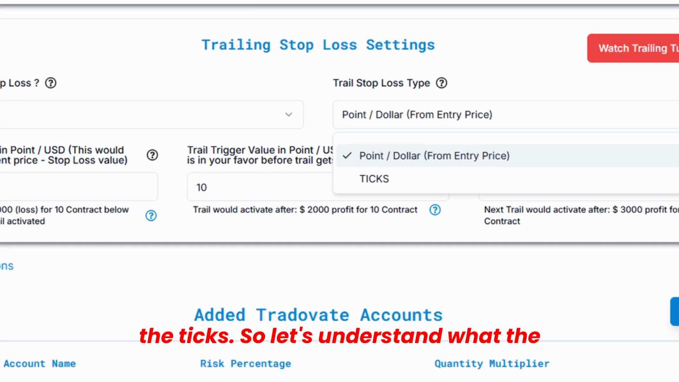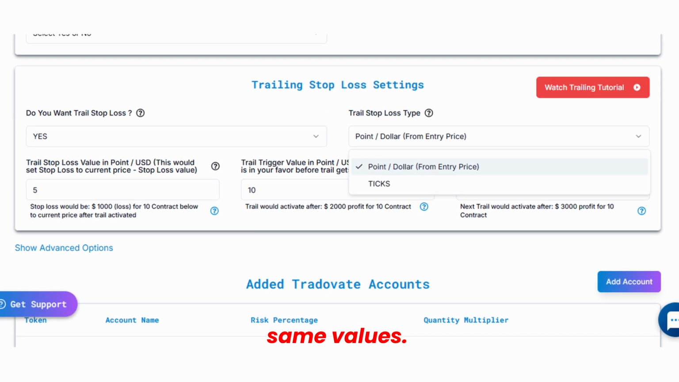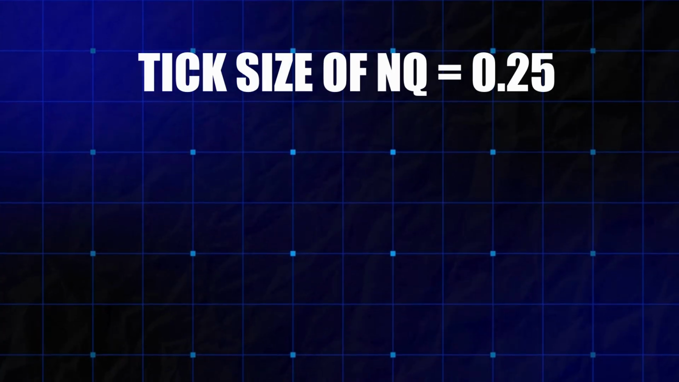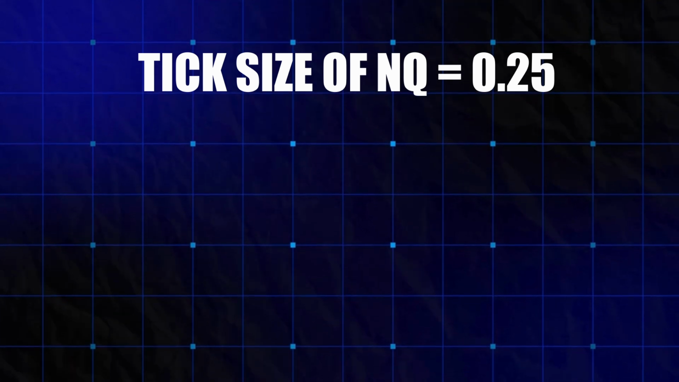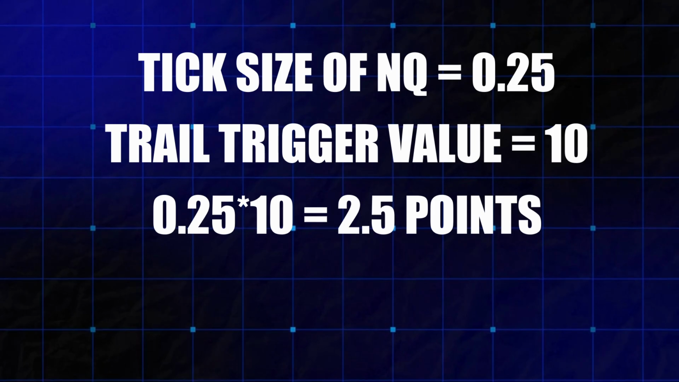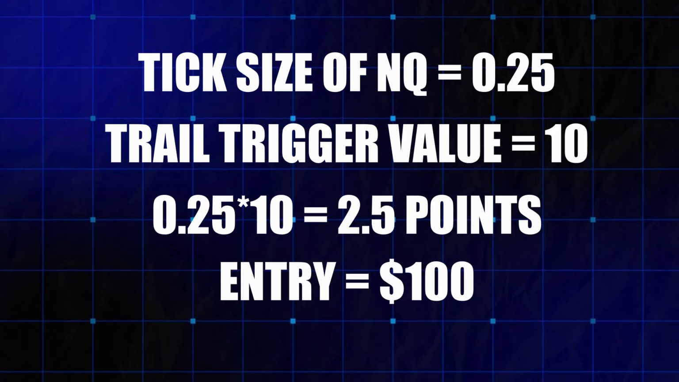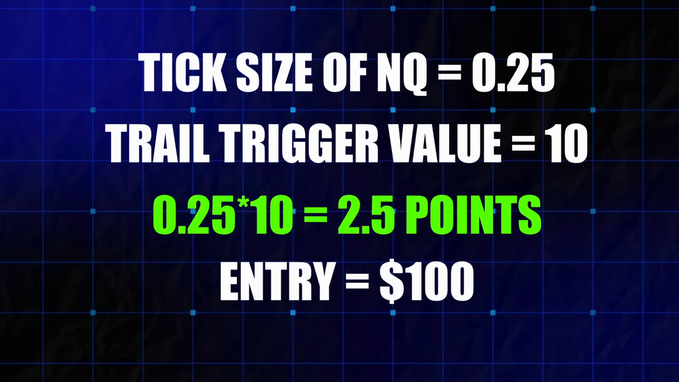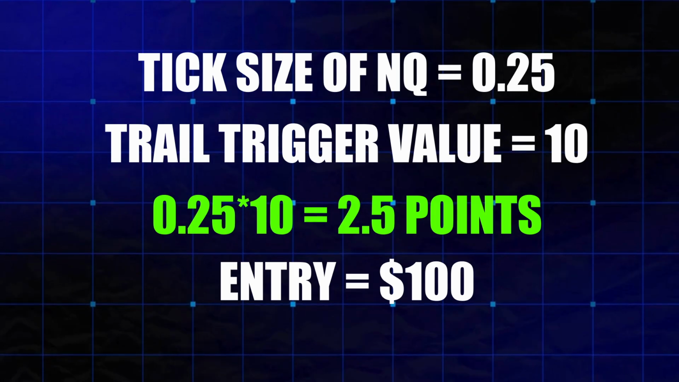Now let's see for the ticks. So let's understand with the same values. If we talk about the NQ, the tick size for NQ is 0.25. So according to this, 10 ticks means 2.5. Let's say our entry got filled at 100. So when it moves $2.50 in your favor, then your trail will get activated.